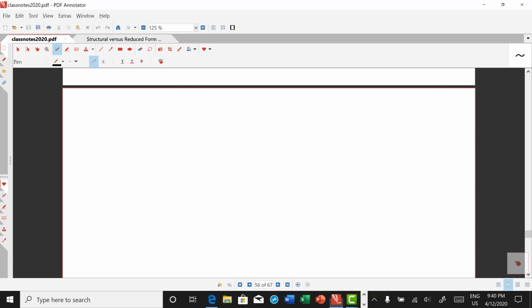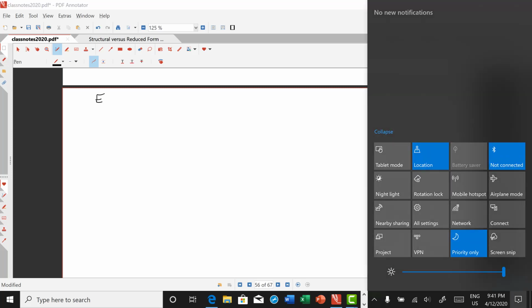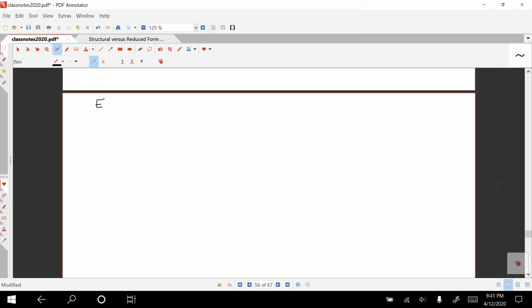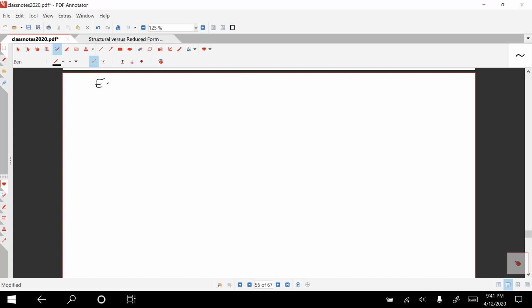Today we're going to be talking about estimation and inference of simultaneous equation models. And let me see if having it in table mode helps. So estimation and inference in simultaneous equation models.